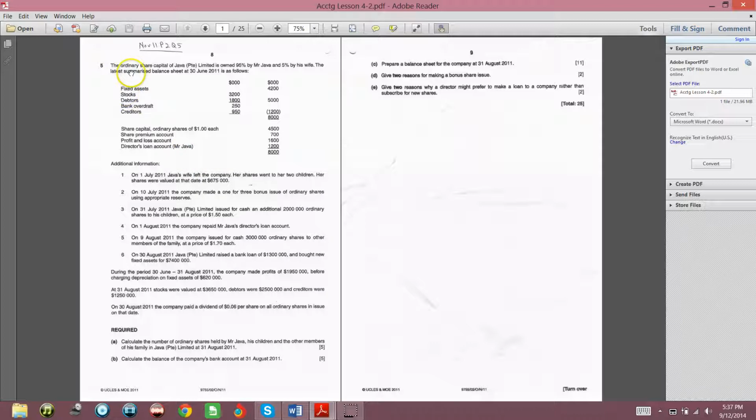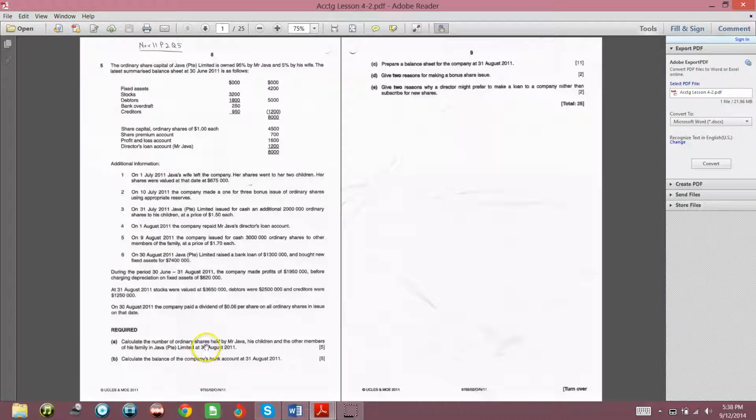Here it says the ordinary shares of Java Limited are owned 95% by Mr. Java and 5% by his wife. The latest summary balance sheet at 30 June 2011 is as follows. Share capital, ordinary shares of $1 each. So the shares are $1 each, so 4.5 million, this is in thousands, 4.5 million ordinary shares. That also means 4.5 million number of shares.